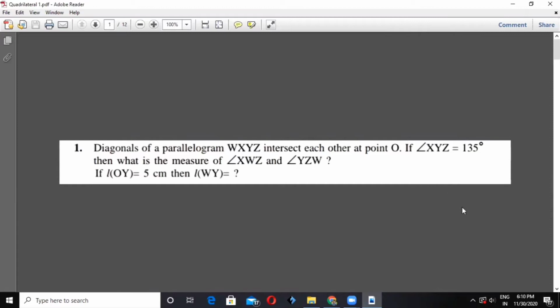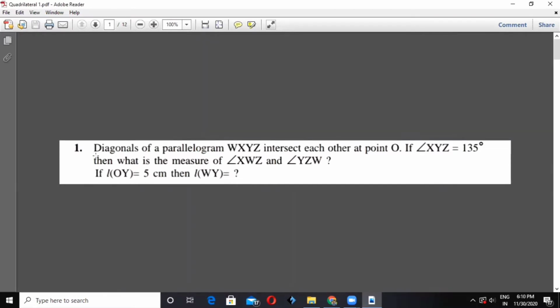Hello students, let us solve some examples based on the topic quadrilaterals from standard 9th. In the earlier session we have studied all the basic parts and properties of a parallelogram. In this session we are going to solve some examples based on those properties of a parallelogram.